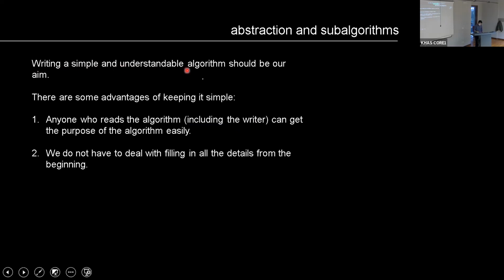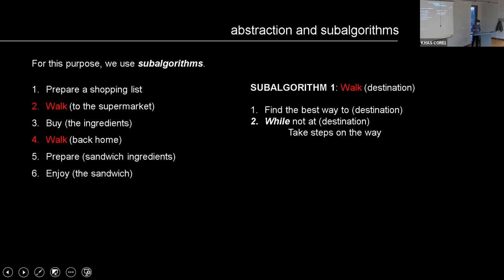Writing a simple and understandable algorithm should be our aim. There are some advantages of keeping it simple. Anyone who reads the algorithm, including the writer himself or herself, can get the purpose of the algorithm easily. We do not have to deal with filling in all the details from the beginning. So now, this is the point I wanted to get to with all this initial information.